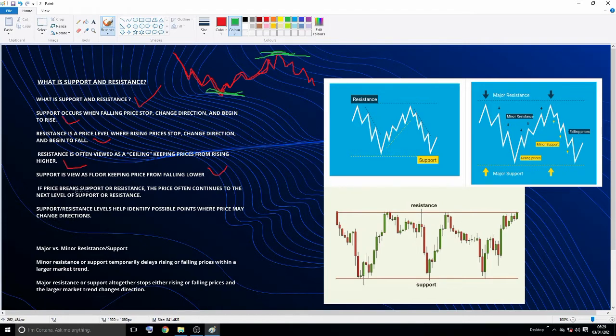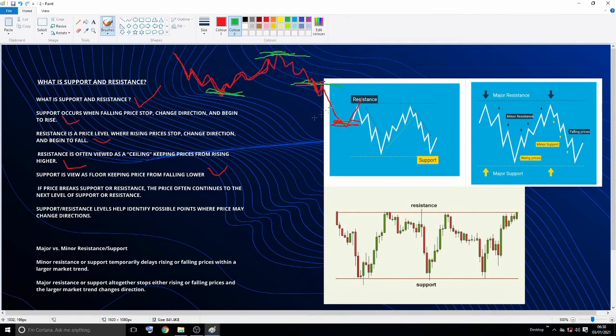So if the price breaks support or resistance, the price often continues to the next level of support or resistance. So let's say here we have a resistance, and the price breaks it. It's often likely to drop until it creates another resistance, and then it's likely to drop and create another support because it broke the previous support. The price doesn't just keep dropping; it has to go up at some time.